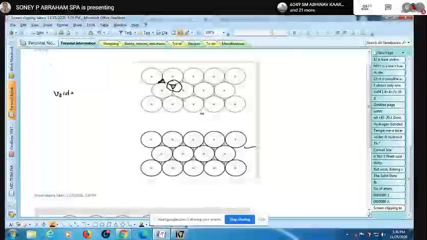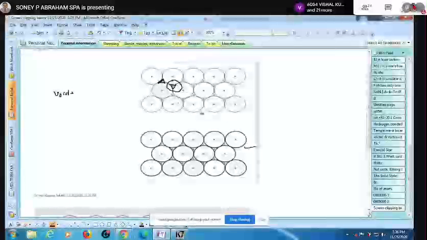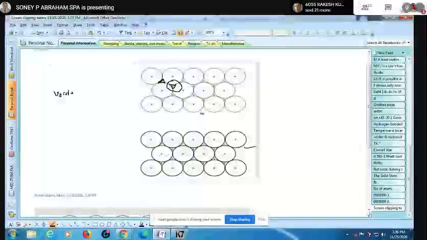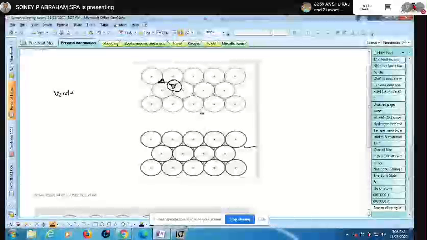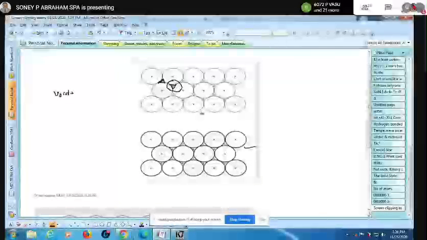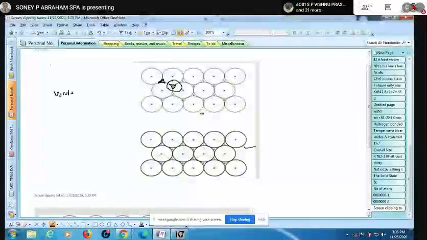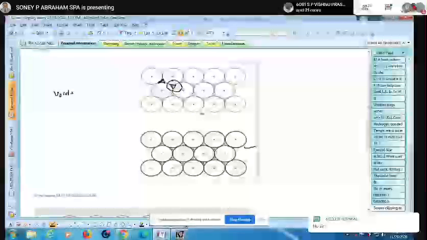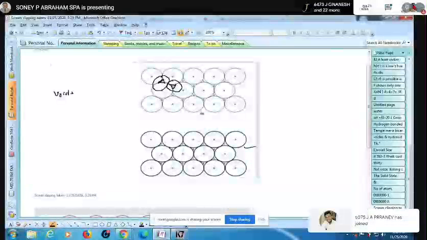Is it possible for the second layer to occupy both these voids, which have apex upwards as well as downwards? Is it possible for you to arrange the second layer over the first layer in such a way that it will cover both these types of triangular voids? Is it possible? No, sir. Either it can be placed on this type of voids, or it can be placed on this type of voids.